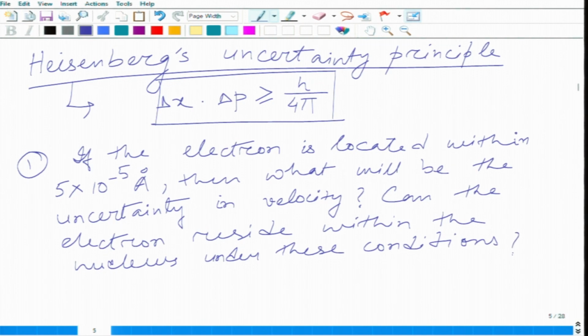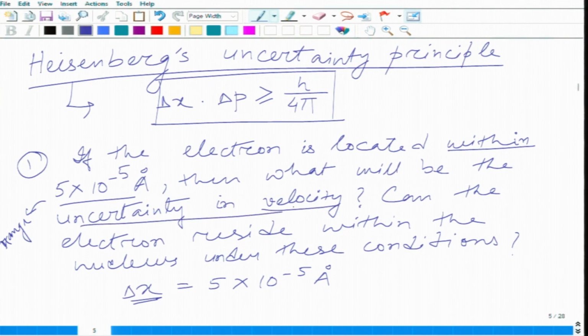Okay. So what is said is that the electron is located within this, which means this is talking about a range. This is not the exact position, rather it is expressed in the form of a range. So this is the uncertainty in position, delta x. Delta x is 5 into 10 to the power minus 5 angstrom, which means the electron can reside in any position within this region. So this is the uncertainty of position. Now we need the uncertainty in velocity, right?